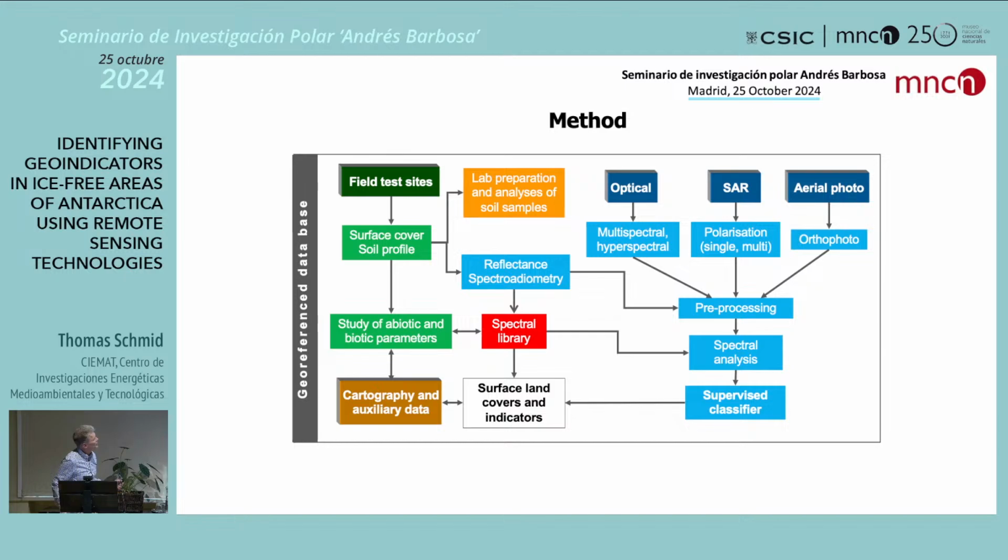We obtain our field samples, we study abiotic and biotic parameters, then we're able to study the soil samples, carry out our reflectance spectroradiometry, and create spectral libraries. All these terms I'm going to explain now, but it's just to give an oversight also of all the optical, the radar, aerial photography we can use to carry out our analysis, and then have supervised classifiers, create models to obtain our final result.